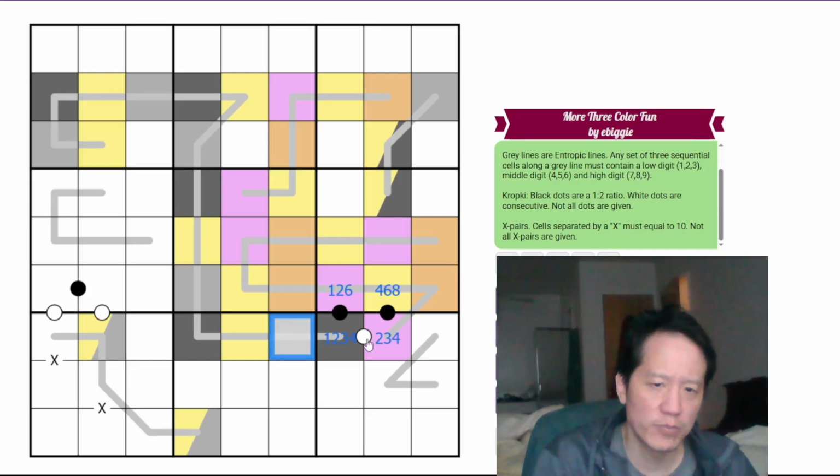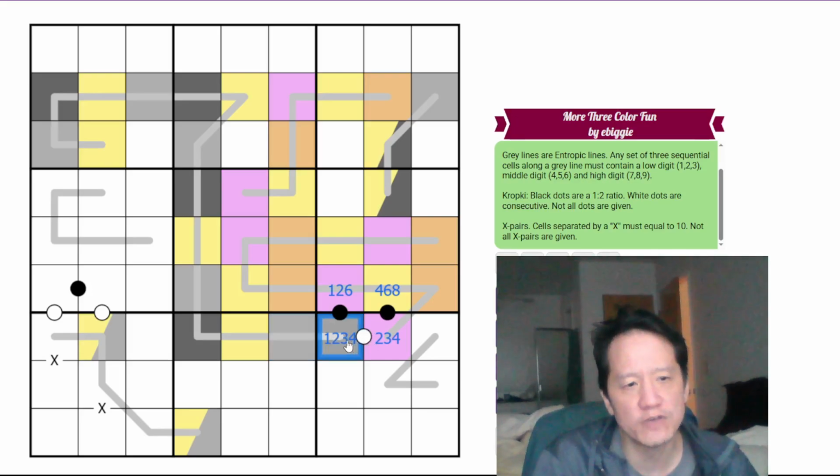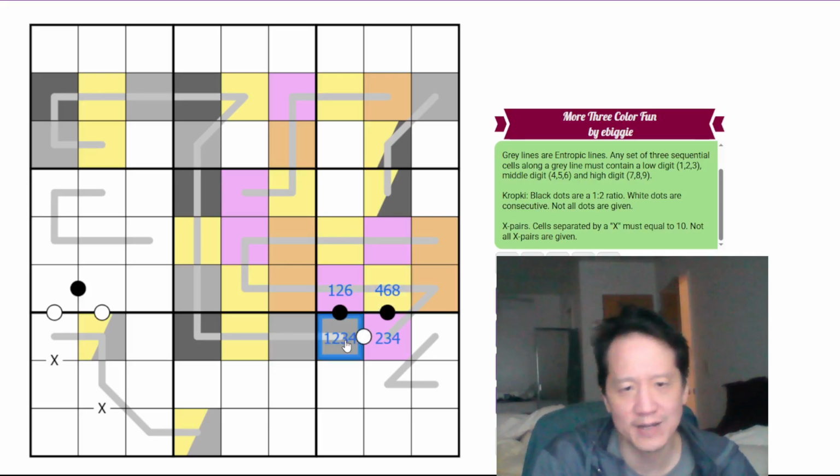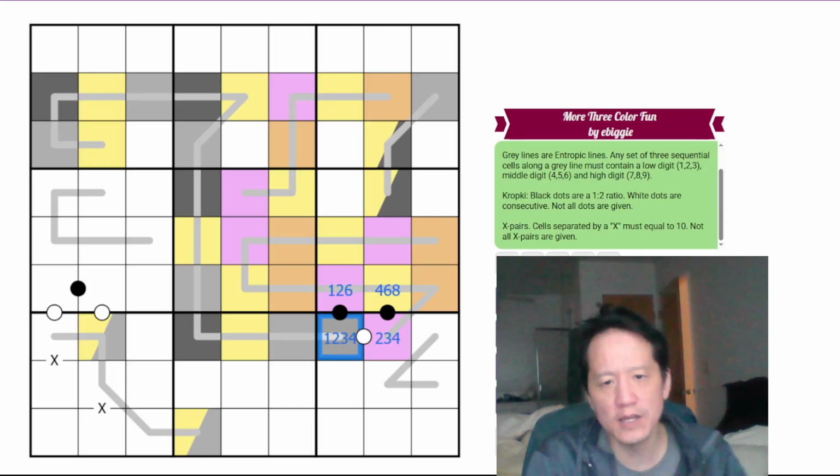The problem is, say that dark was a 4. If dark was a 4 and pink was a low, that would mean it's a 3. But 3 and 6 would mean that yellow would have to be the same as dark, but we know yellow is not the same as dark. So that doesn't work. So this can never be 4.